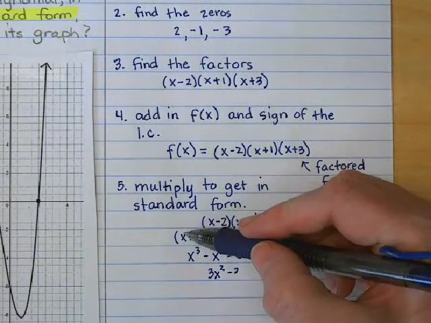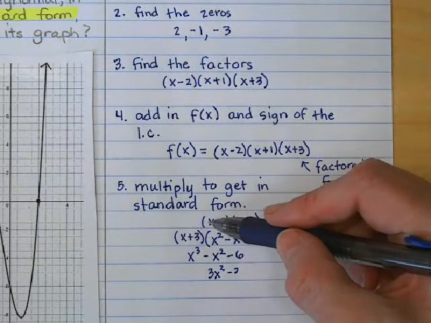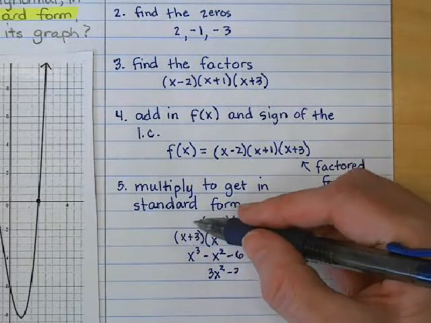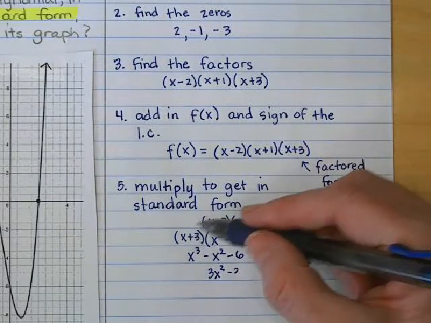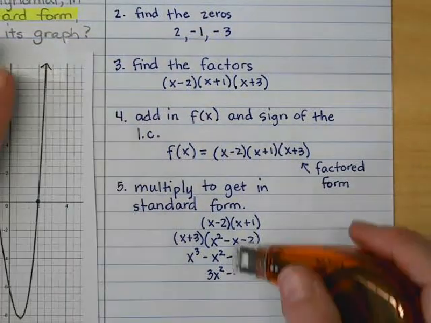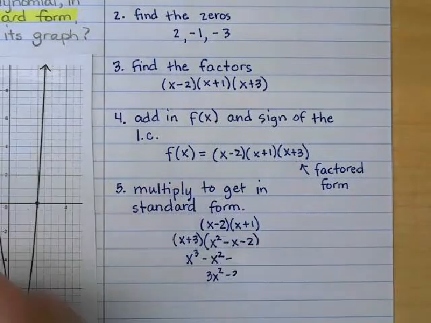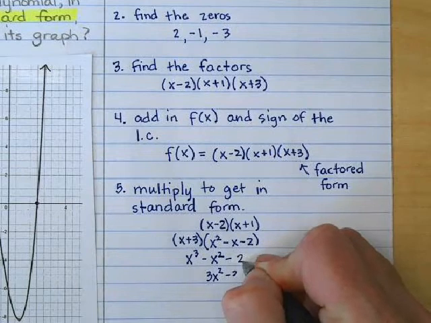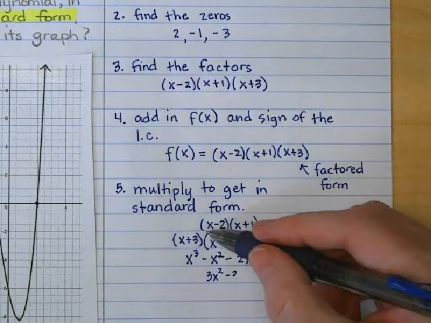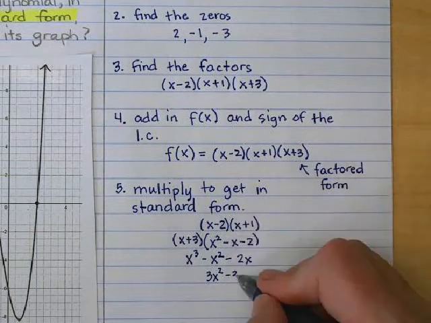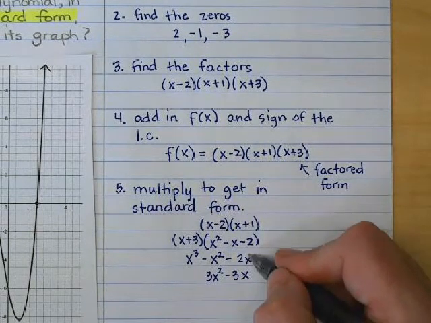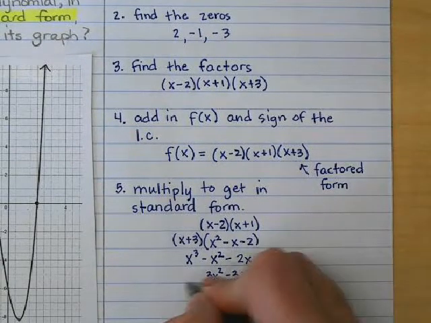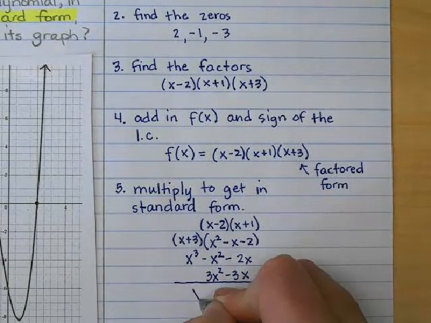Oops. Wait, did I mess up? x cubed... wait, I messed up. Okay, x cubed minus x squared minus 2x. Where did I get that 6 from? I found my mistake because my terms weren't going to line up. Now 3x squared minus 3x, so I can see it's lining up with its other x term. 3 times negative 2. And then I'm just going to add these up.